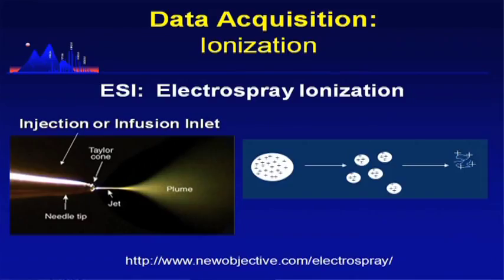And for proteins, you can have 20, 30, 40 charges on a protein. You basically end up with a Gaussian spectrum of peaks that represents that protein in all the different charge states.